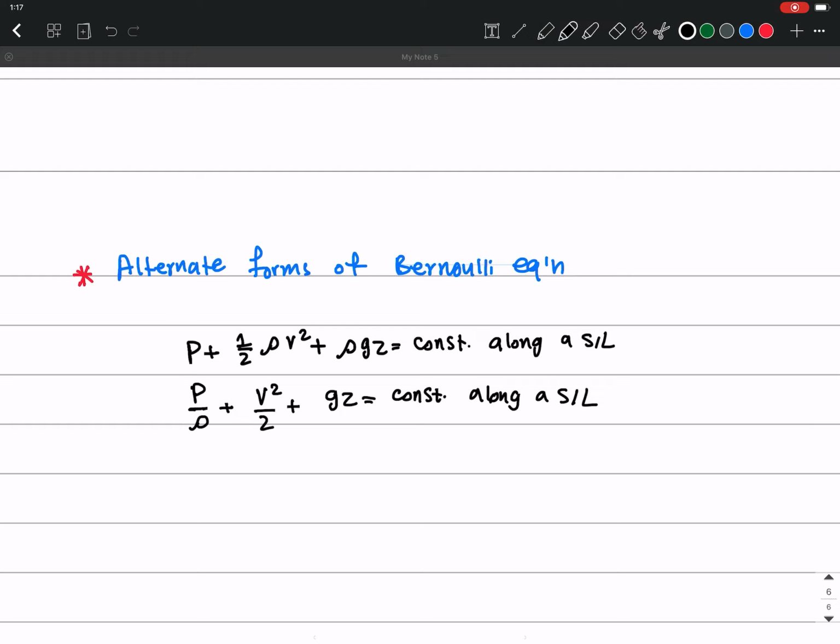And we can even go further and multiply everything by G as well. So we are going to get P over rho G plus V square over 2G plus Z equals, again, a constant on a streamline.